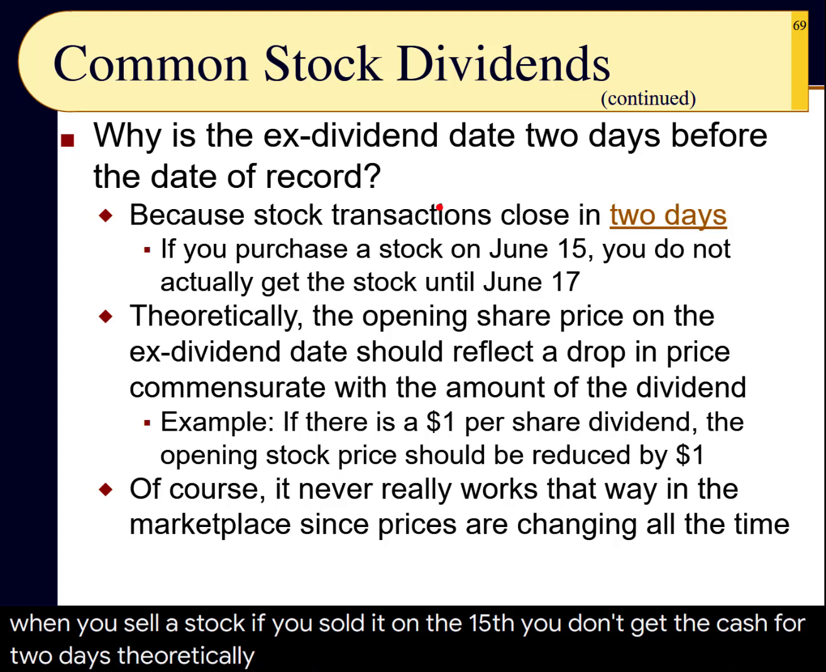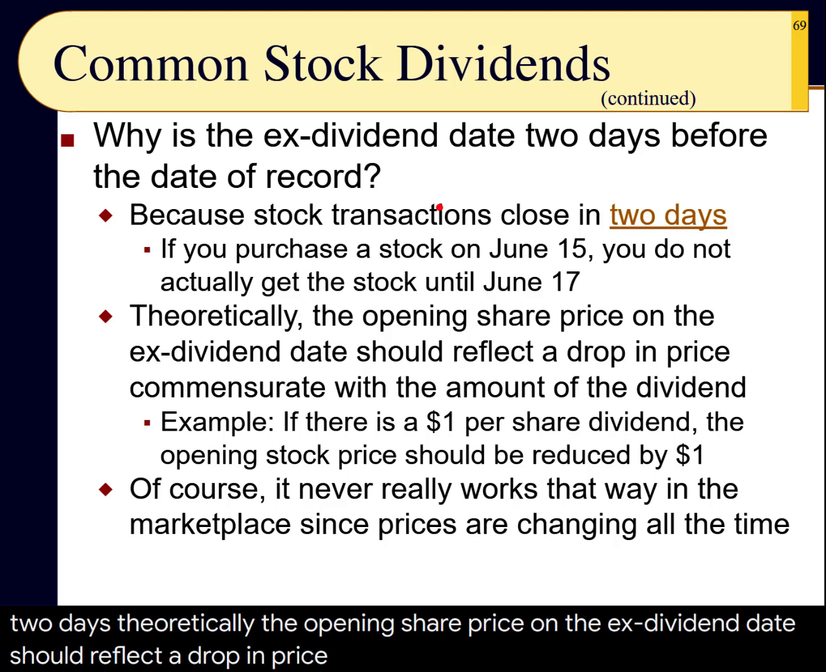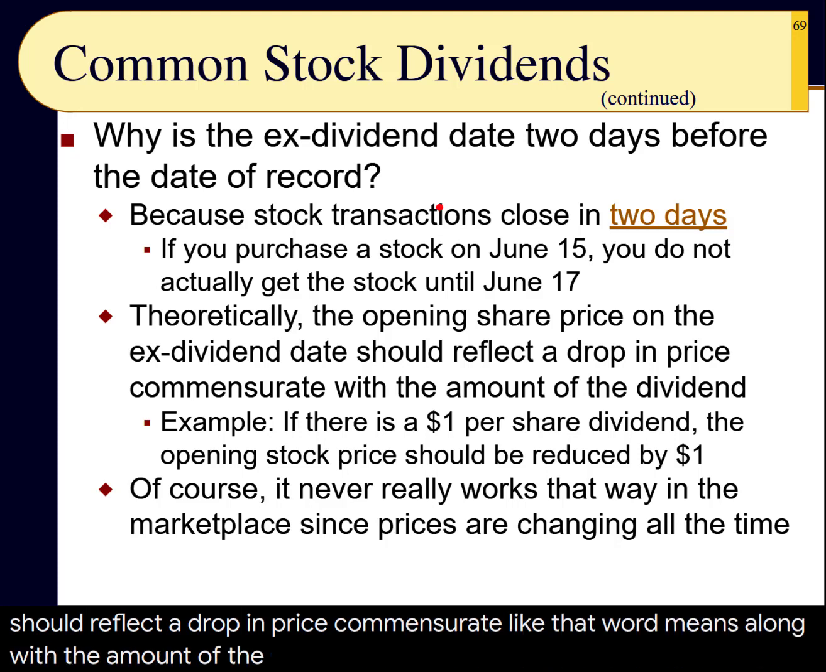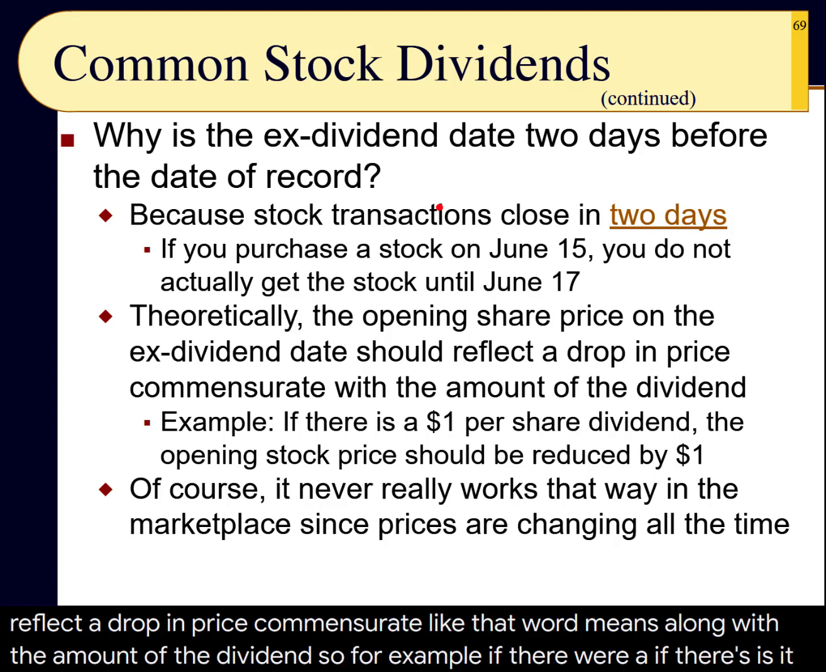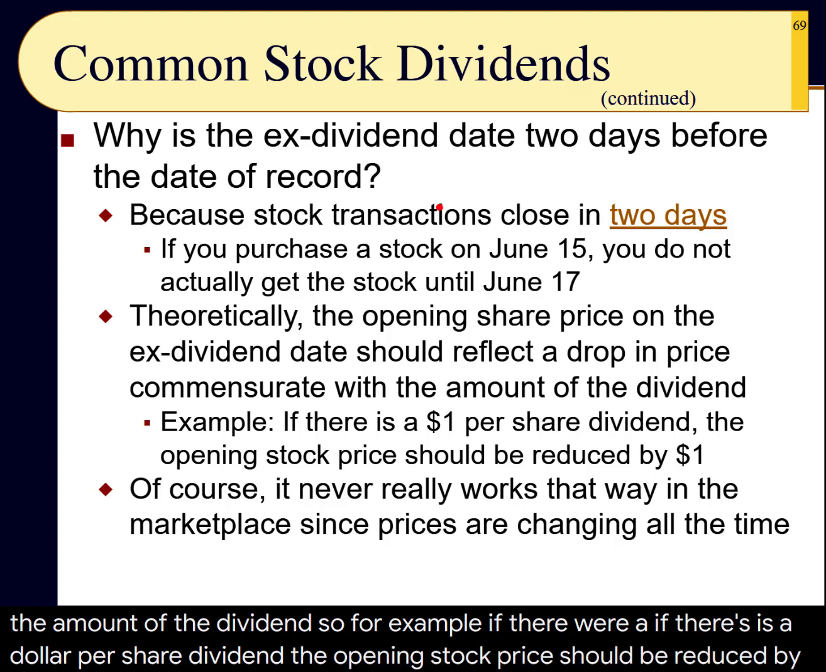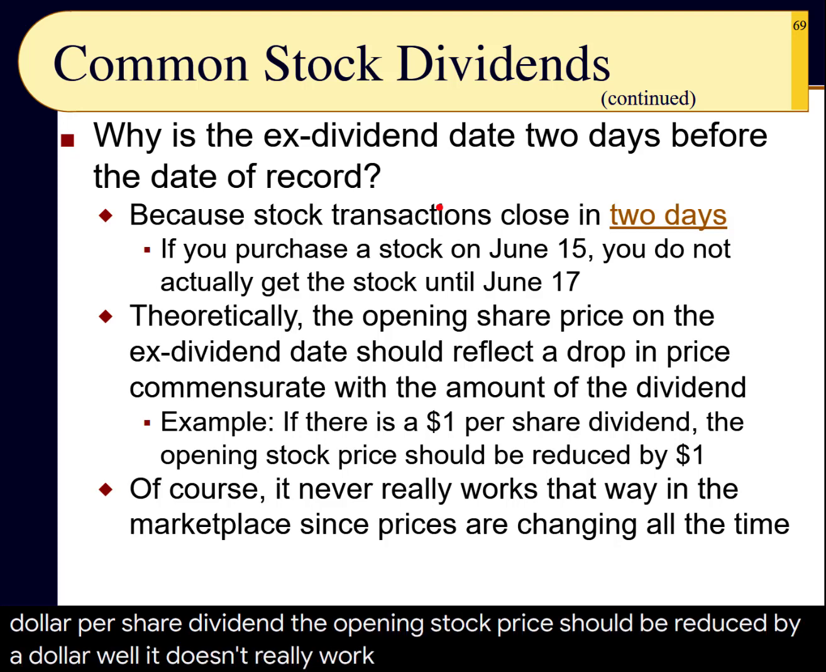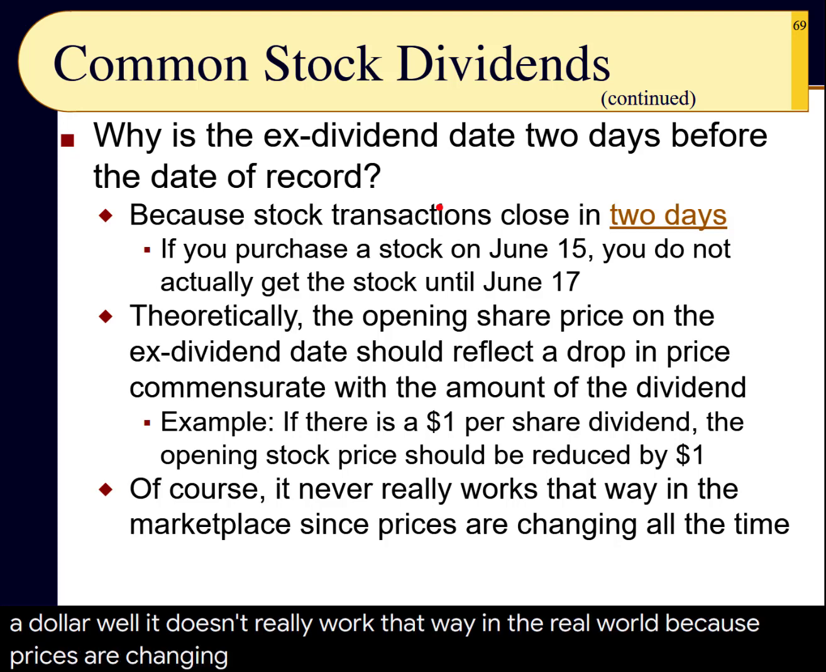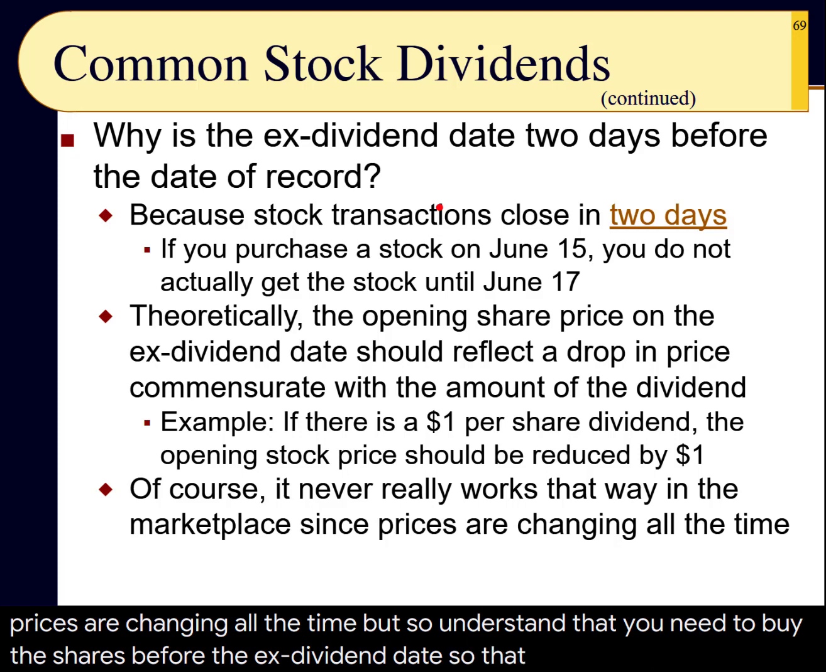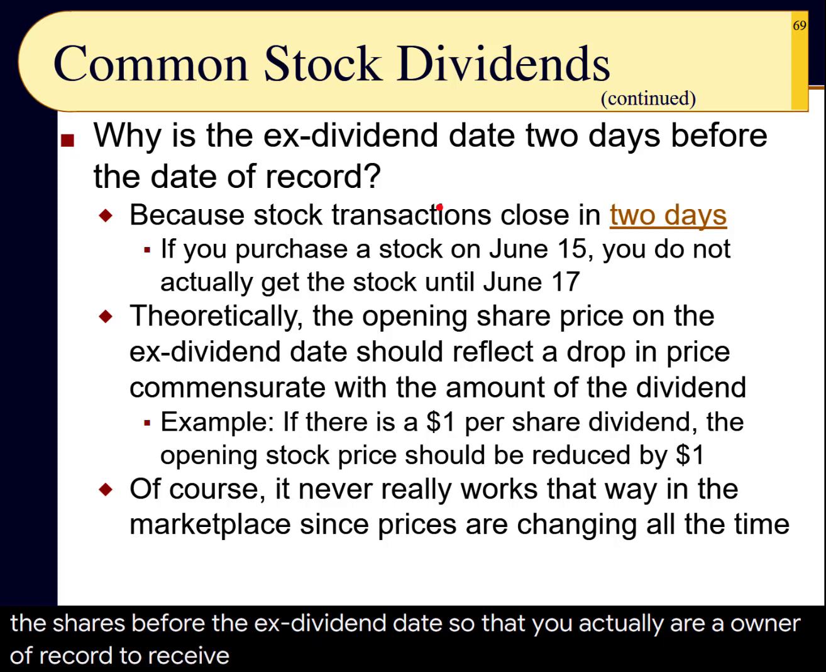Theoretically, the opening share price on the ex-dividend date should reflect a drop in price commensurate, you like that word? Means along with, the amount of the dividend. So, for example, if there's a $1 per share dividend, the opening stock price should be reduced by $1. Well, it doesn't really work that way in the real world because prices are changing all the time. But understand that you need to buy the shares before the ex-dividend date so that you actually are an owner of record to receive the dividend.